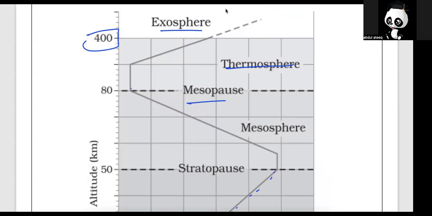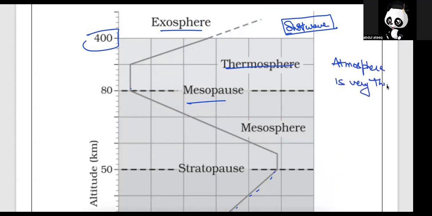Why is this happening? Now the rise of temperature is because of the short wave radiation, that is radiations from the sun. However, in this area above the 80 kilometers, the atmosphere is so thin. The atmosphere is very thin. You will not be able to experience any sort of heat.